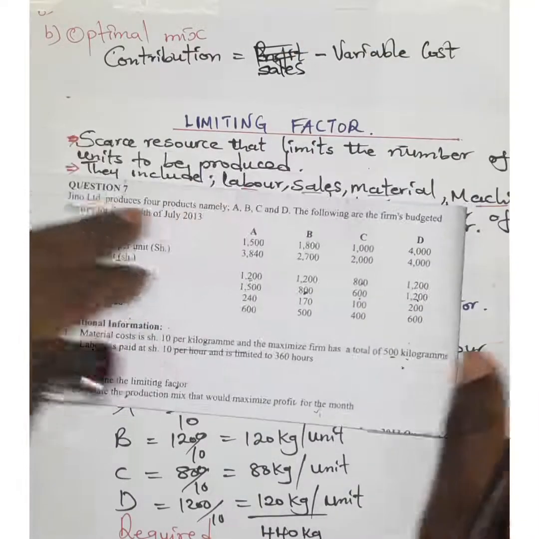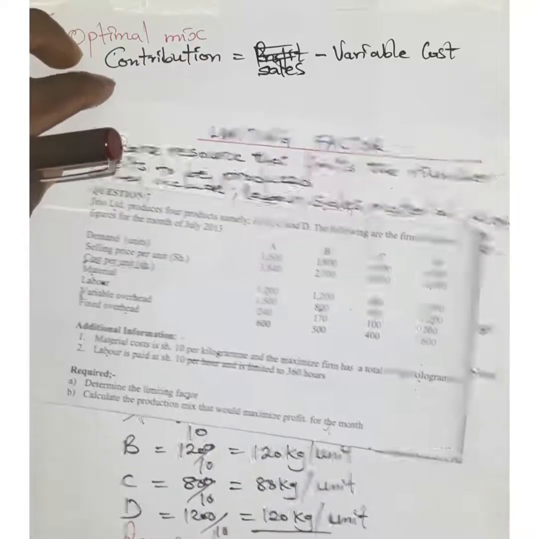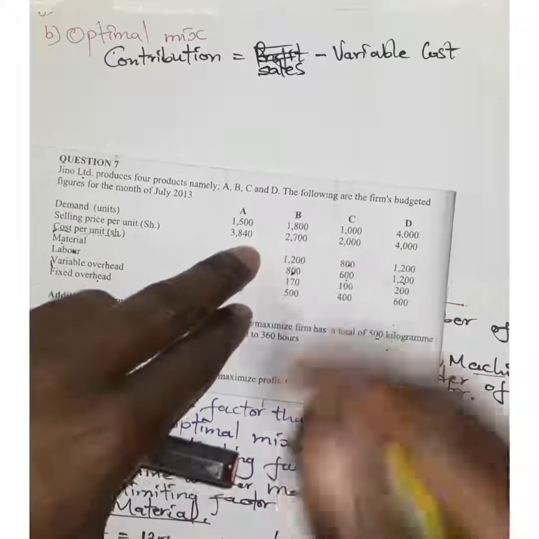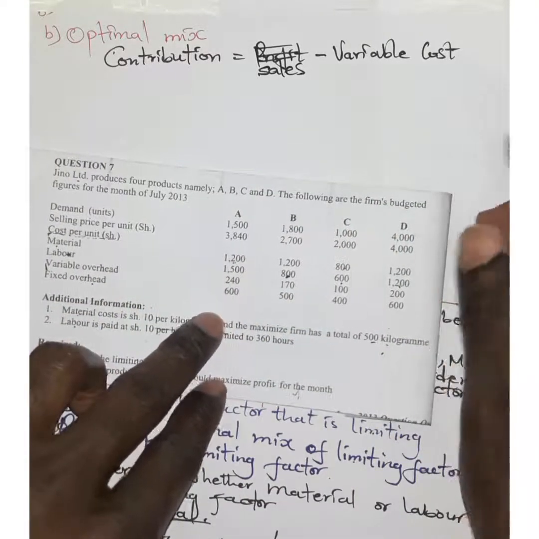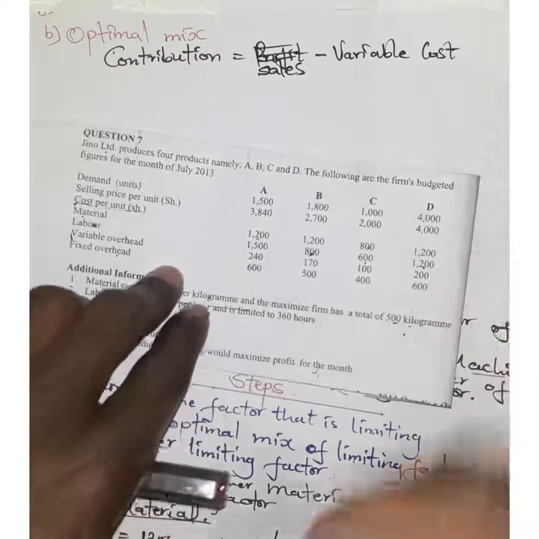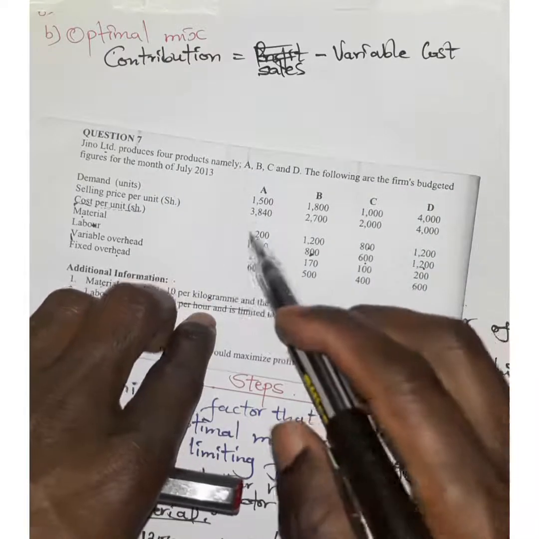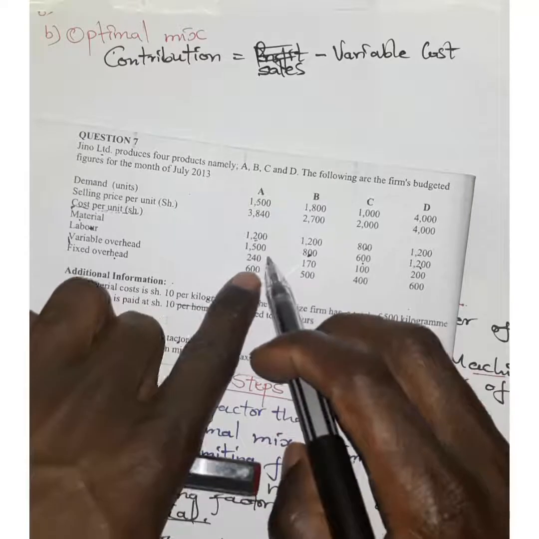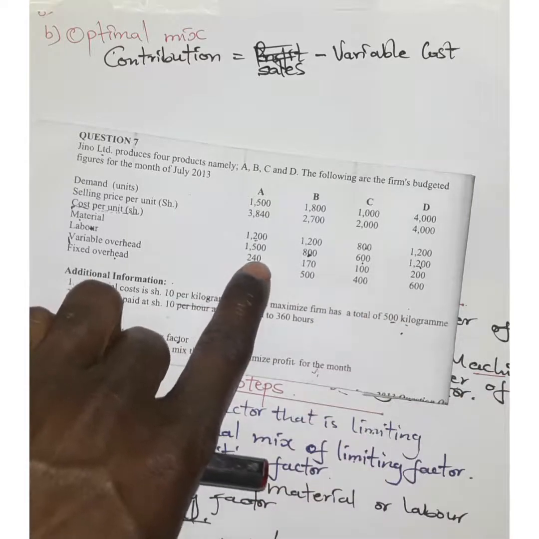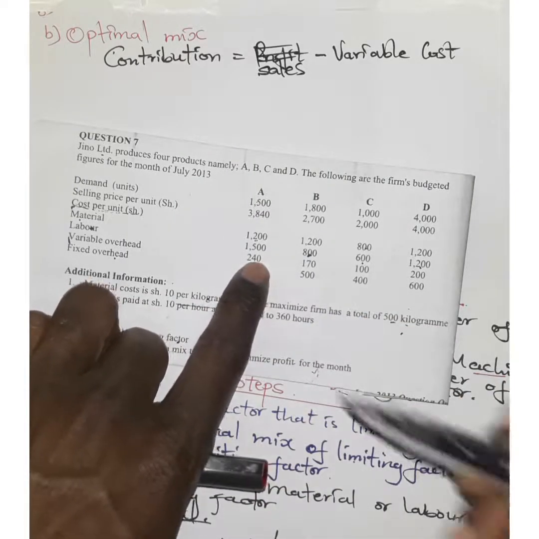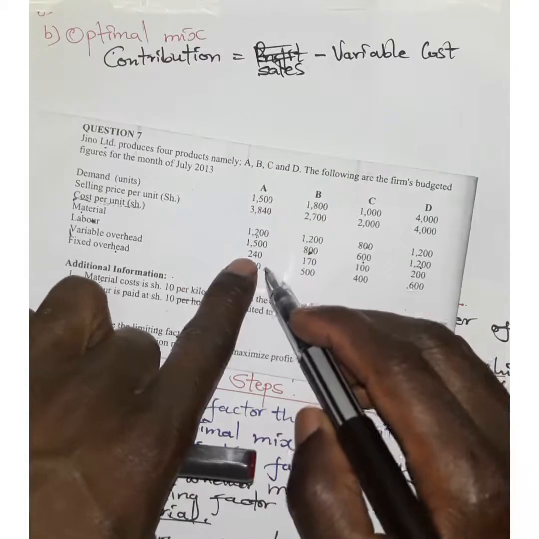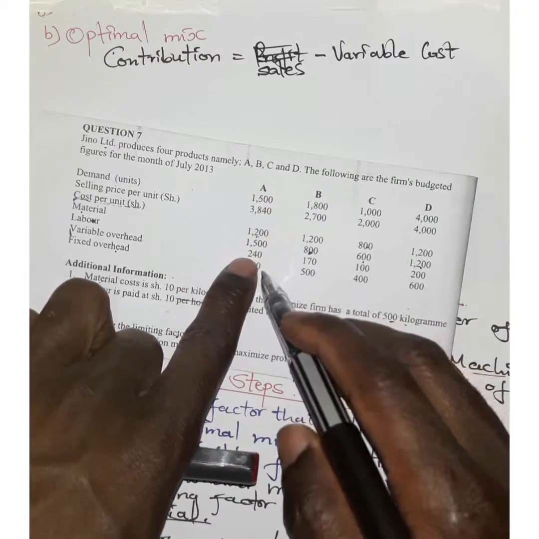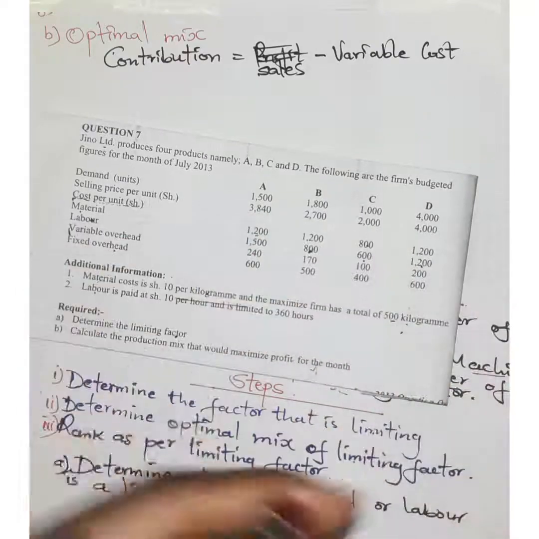Sales minus variable cost. That was a mistake on my side. Sorry for that. It is supposed to be the sales minus the variable cost. And as you can see here, we are now going to talk about the variable cost, the element of material, labor, and variable overhead, which is given in this particular question for each particular product.